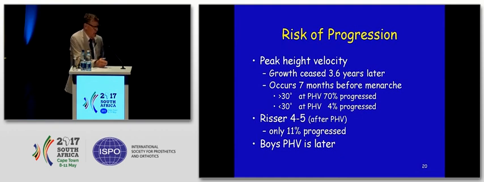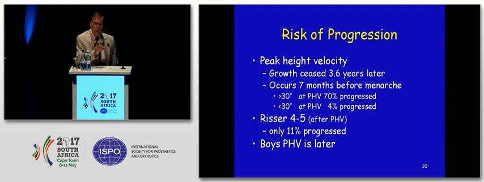So the risk of progression coincides with a peak height velocity. Growing, on average, ceases 3.5 years after that time. It occurs typically about 7 months before the onset of menstruation in females. So if you've got a post-menarchal adolescent, the risk of progression is substantially less. With curves greater than 30 degrees, at the time of the peak height velocity, there is a 70% risk of progression. With curves less than 30 degrees, there's only a 4% chance of progression.